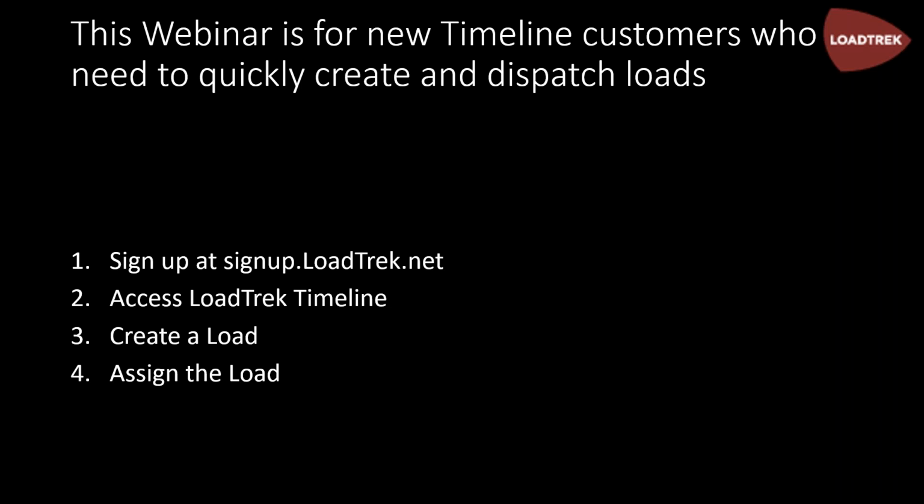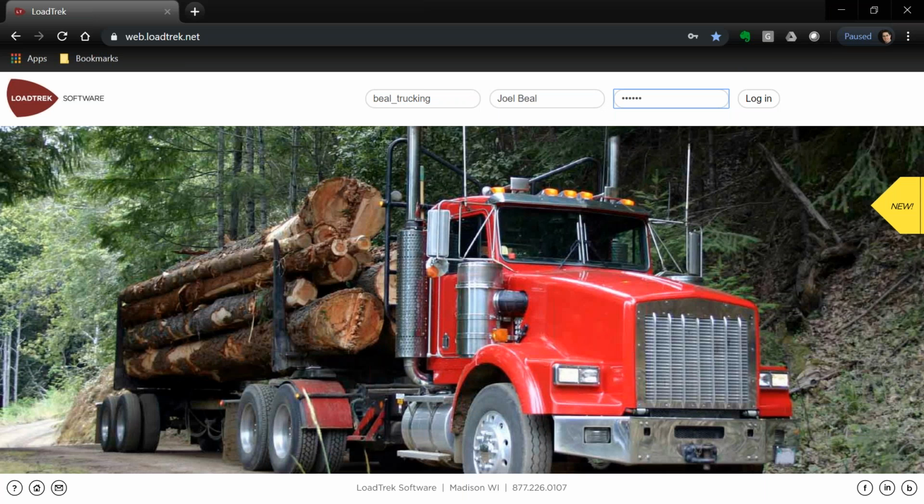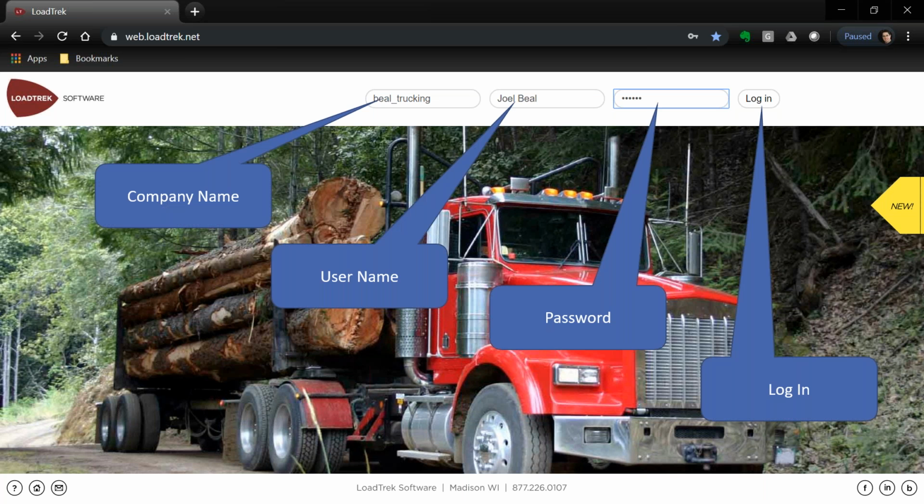So the first step, if you haven't done so already, is to sign up, and you can do that at signup.loadtrek.net, and then access LoadTrek Timeline using your own private web portal, create a load, and assign the load. So the website is web.loadtrek.net. Make sure you bookmark that. You'll enter your company name that was assigned to you at signup, your username, password, and then you will log in.